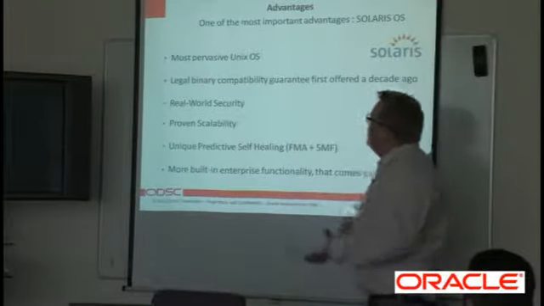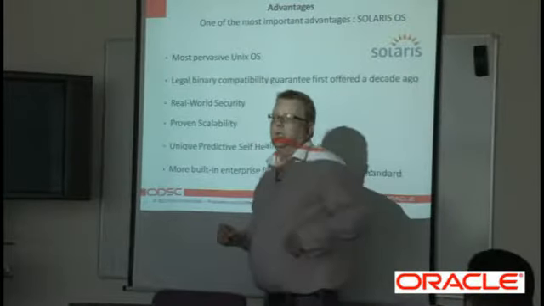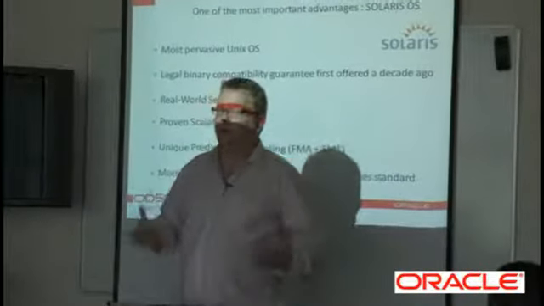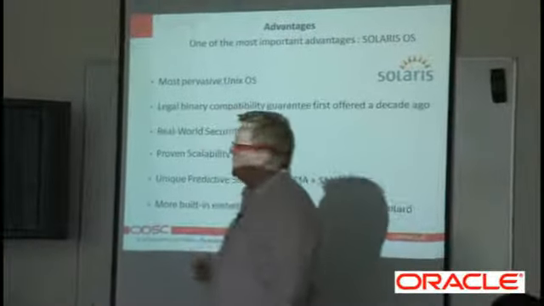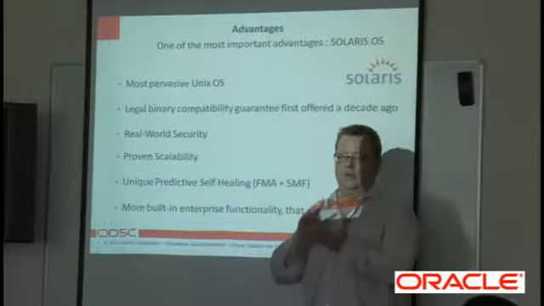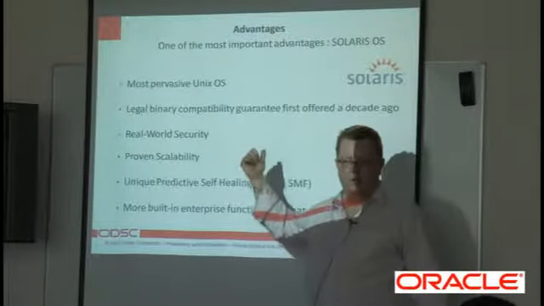Advantages. The most pervasive Unix operating system, okay? The most downloads, the most installs worldwide of any Unix-based operating system is Solaris. It's the most widely used, okay? So if we're talking about AIX, if we're talking about HP-UX, Solaris is the most widely downloaded and used, okay?